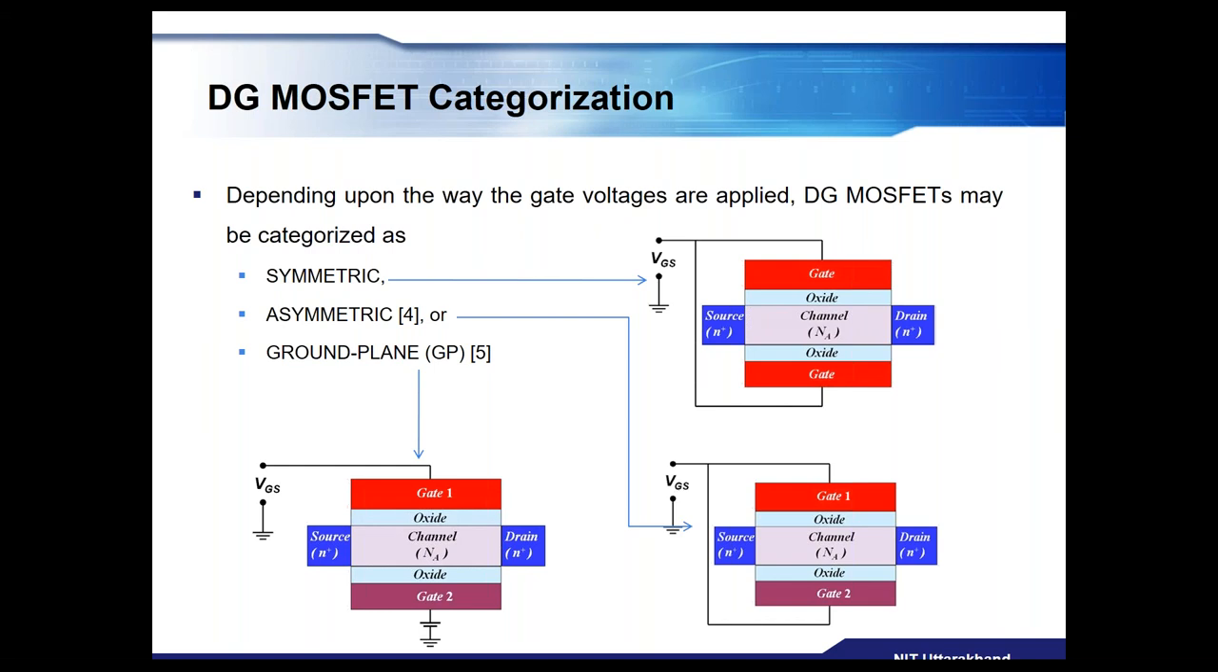And depending upon the differences, we can categorize the double gate MOSFET in three ways: symmetric double gate MOSFET, asymmetric double gate MOSFET, and ground plane, which is also a part. Symmetric one is like having two MOSFETs connected in parallel, where both the gates have the same work function, completely the same. If you bifurcate it into two parts, both parts are the same, that's why we call it a symmetric double gate MOSFET, and it's actually a three terminal device.